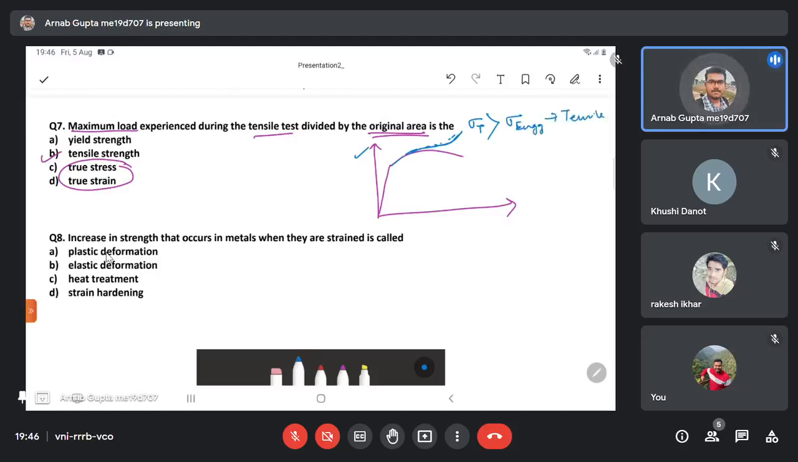In case of compression test, you will see the opposite thing. The engineering stress is greater than the true stress in this particular domain. Like this. So here no necking is happening in case of compression. So this sudden decrease part is not there.